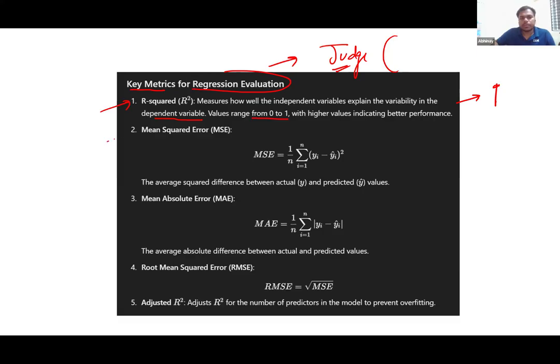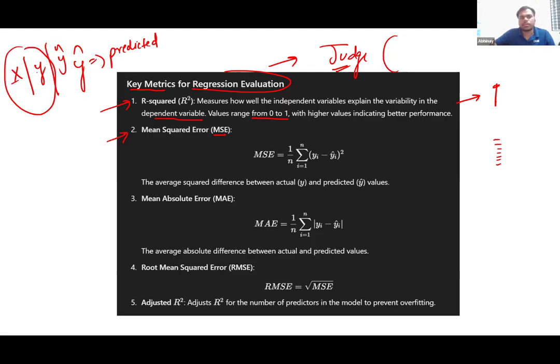After that, we have one more parameter, called mean square error, or in short MSE. MSE stands for 1 upon n, where n is the total number of data points you have, the number of rows, and yi minus yi cap. Yi cap is nothing but the predicted value for every x and y. So it is the average square difference between your actual and your predicted value.